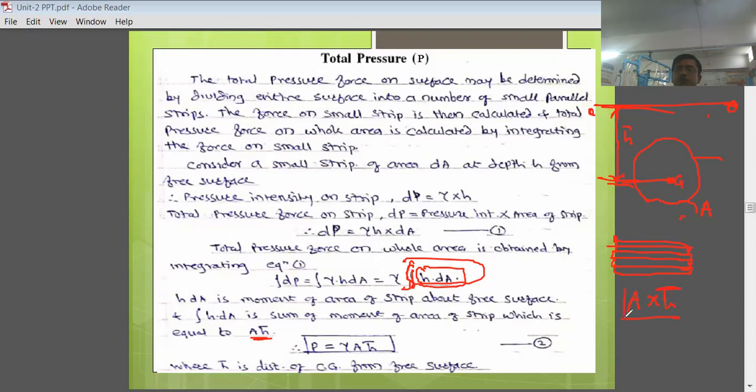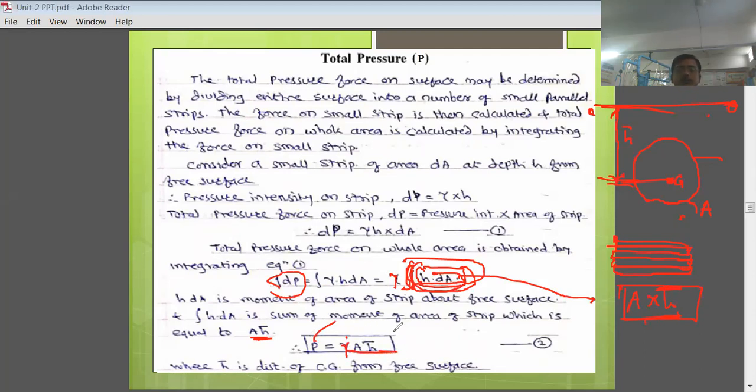So now instead of writing the integral h dA, what can I write? Gamma will be as it is. Instead of integral dP, I can write capital P. And instead of writing this integral h dA, I can write A into h bar. So I have taken this h bar here.